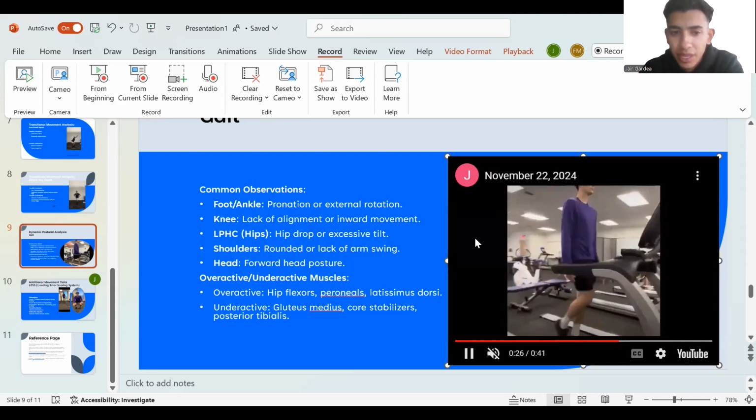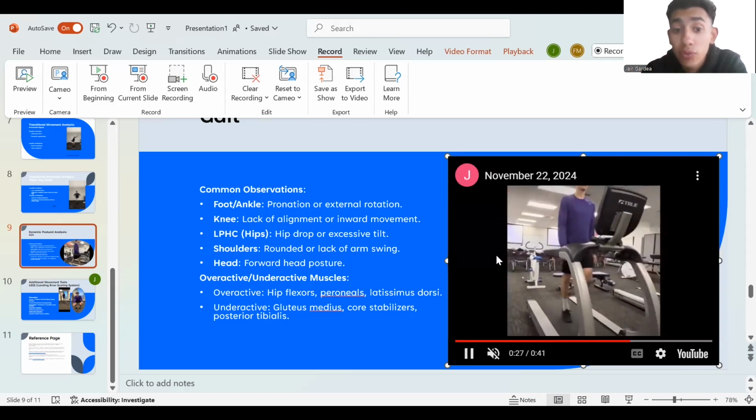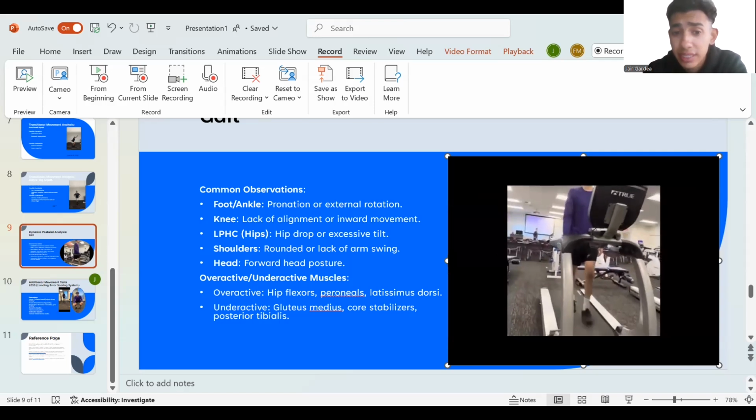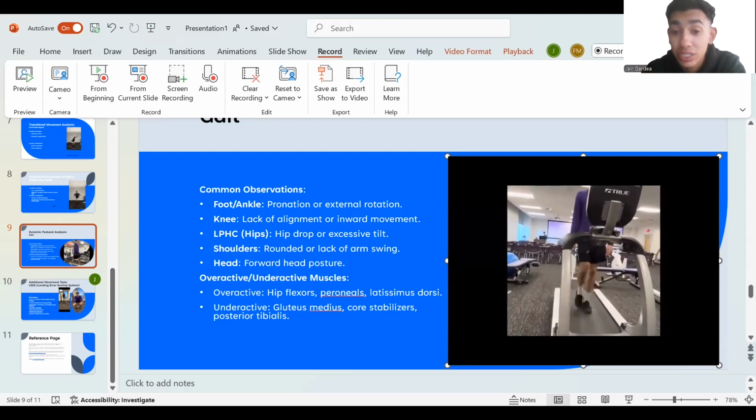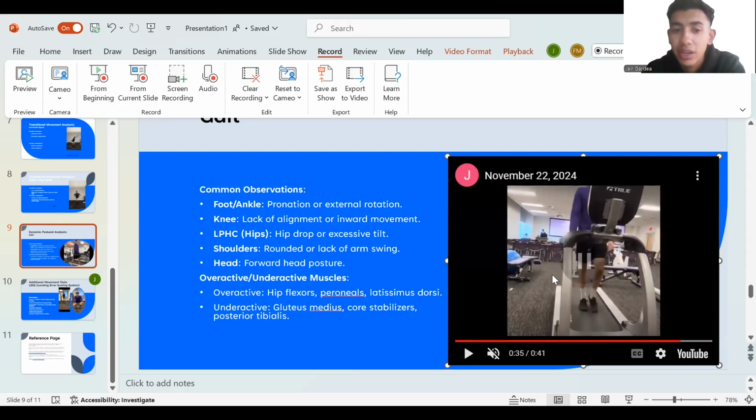posture. All the overactive muscles are the hip flexors, the peroneals, and the latissimus dorsi, while all the underactive muscles would be the gluteus medius, core stabilizers, and the posterior tibialis. Thank you.